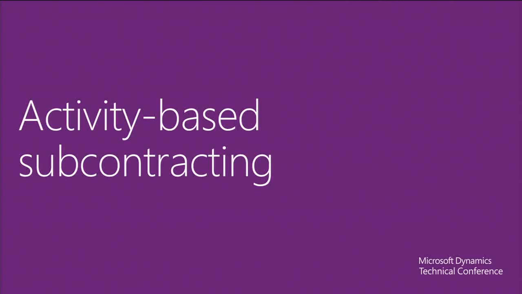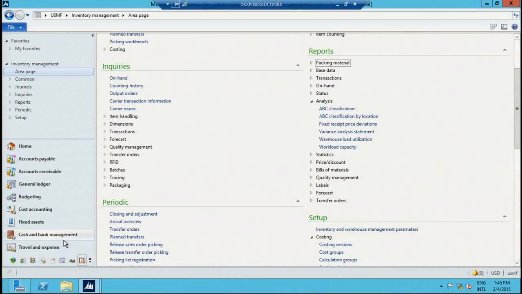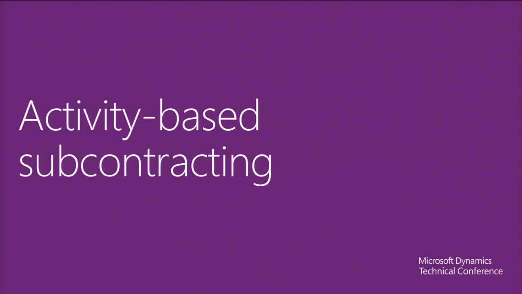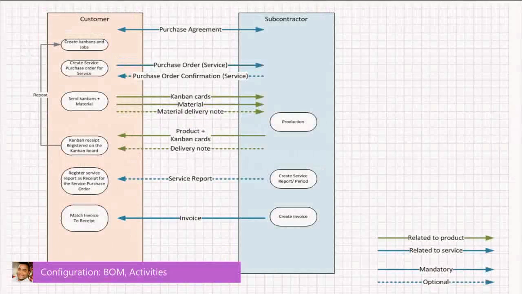Okay, so that was the discrete manufacturing version. Now let's look at how the same scenario looks when we're using lean manufacturing subcontracting, or as we called it, activity-based subcontracting. In activity-based subcontracting using lean manufacturing, it is slightly different.